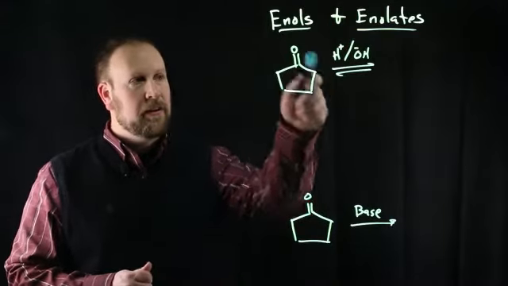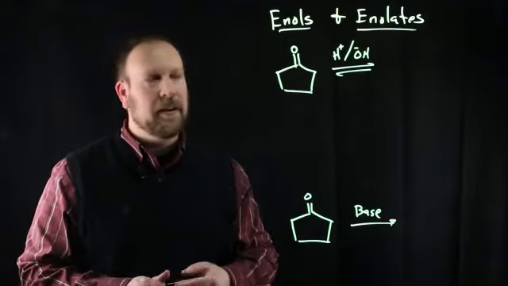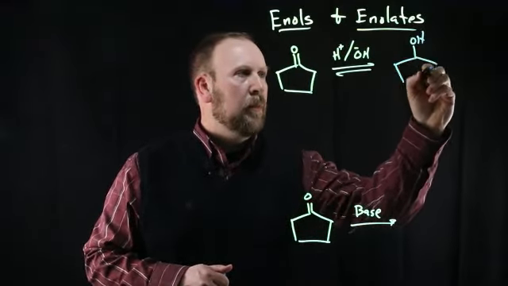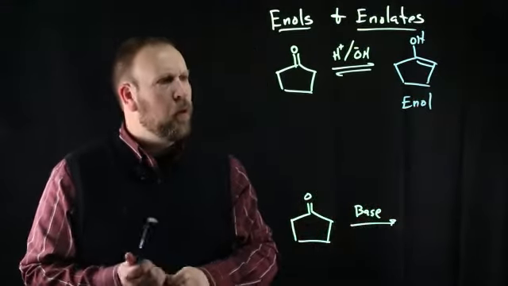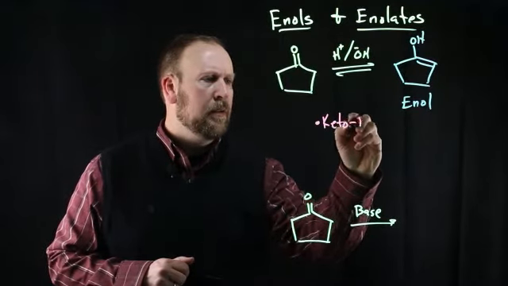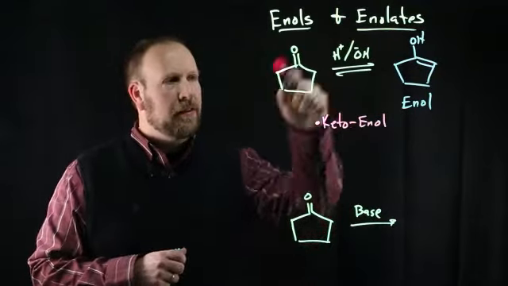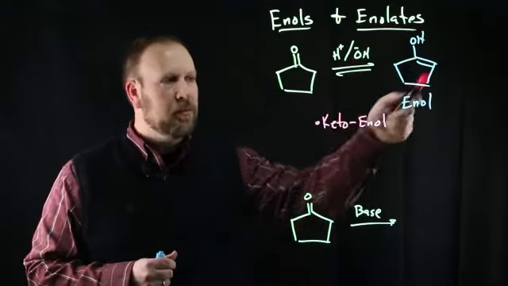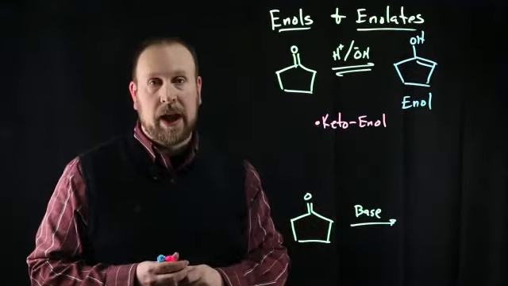If we take a ketone, like the cyclopentanone here, and we treat this under mildly acidic or basic conditions, we can form an enol. Now we've seen this before in this keto-enol tautomerization. And in most cases, this is going to favor the carbonyl side. So we're only going to be forming a small amount of this enol in solution. However, sometimes that can be enough to do our chemistry.